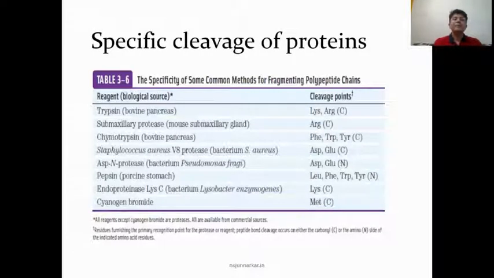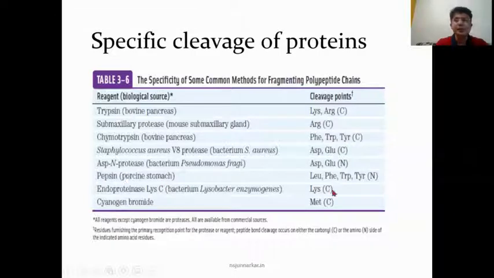The peptides can be subjected to cleavage with proteolytic enzymes. These include trypsin, chymotrypsin, pepsin, cyanogen bromide. Cyanogen bromide is not a proteolytic enzyme, it is a chemical, whereas the others are the enzymes listed in the table. These enzymes are highly specific in their action. They cleave the peptide bonds at particular amino acid residues. For example, trypsin cleaves at the carboxyl side of lysine and arginine, whereas chymotrypsin cleaves at the carboxyl side of phenylalanine, tryptophan or tyrosine.